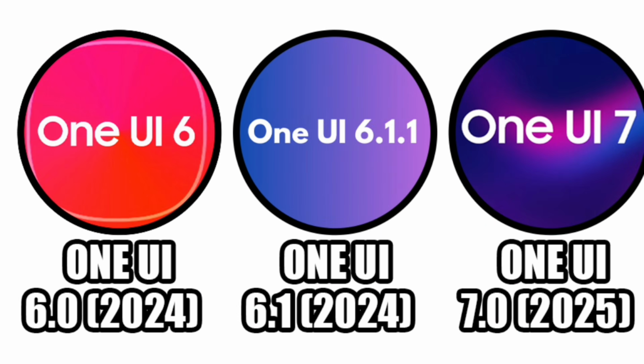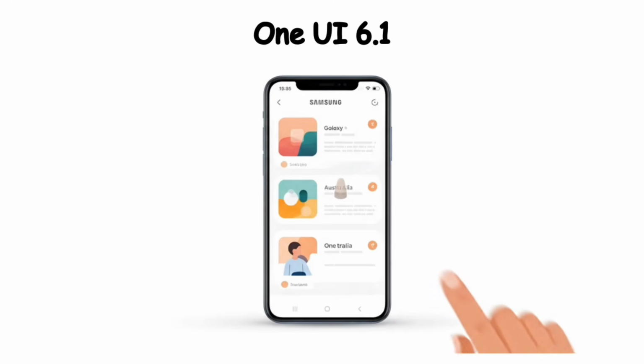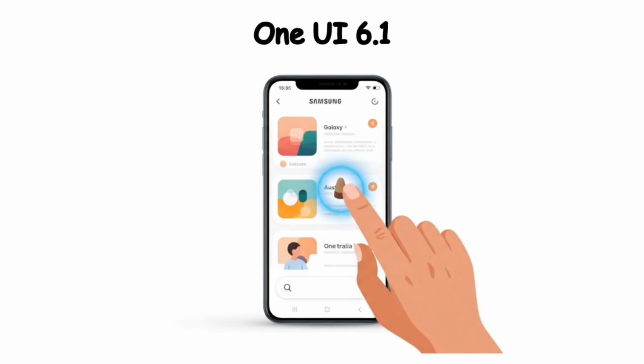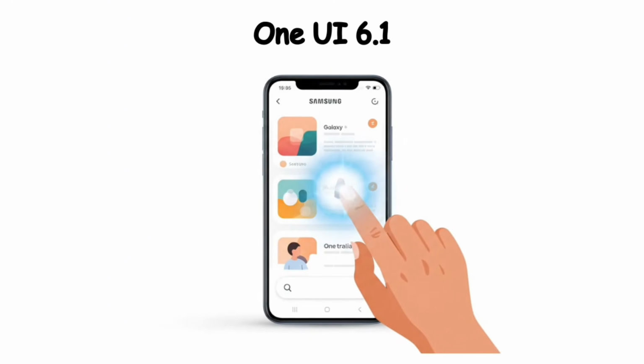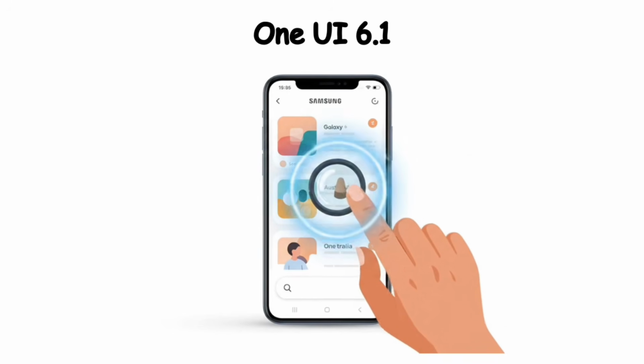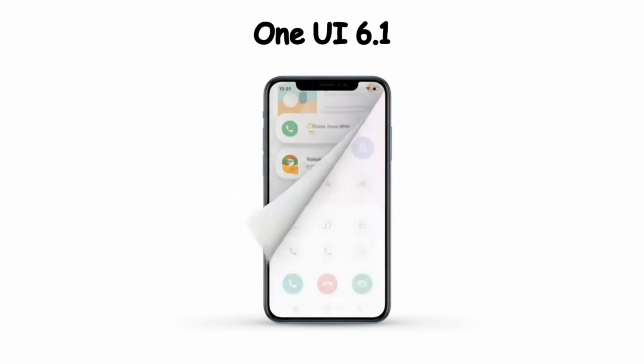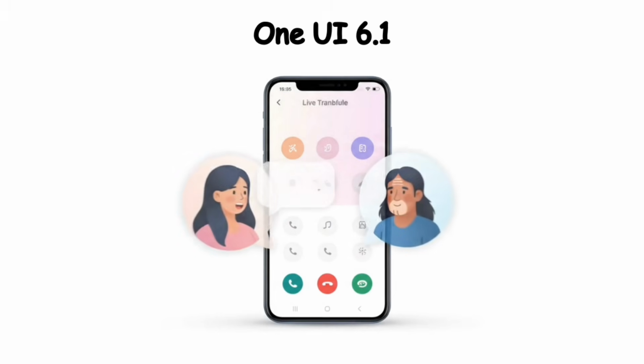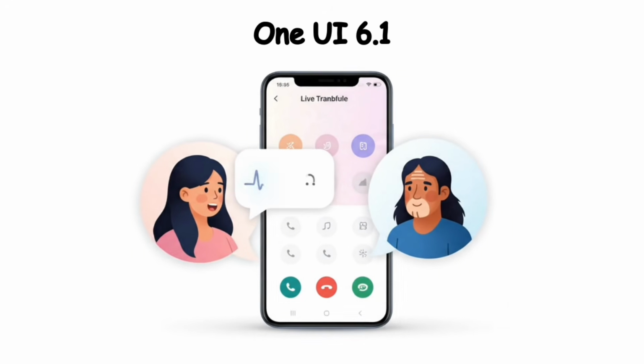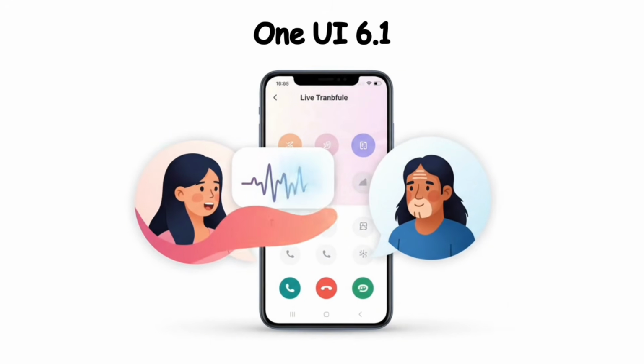One UI 6.1, 2024. One UI 6.1 launched with the Galaxy S24 and delivered the most significant software addition in Galaxy history. Galaxy AI. Circle to Search let users draw a circle around anything on screen, a product, a word, an image, and search instantly without leaving the current app.